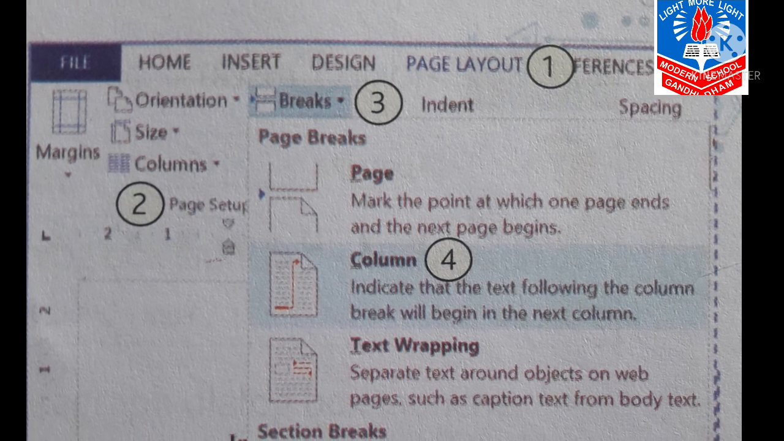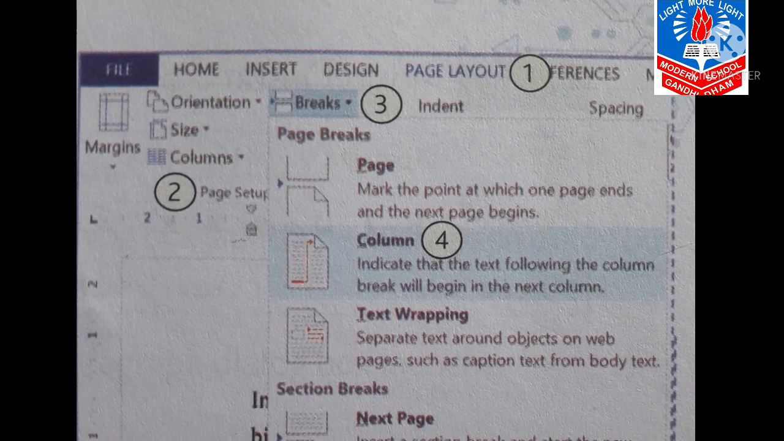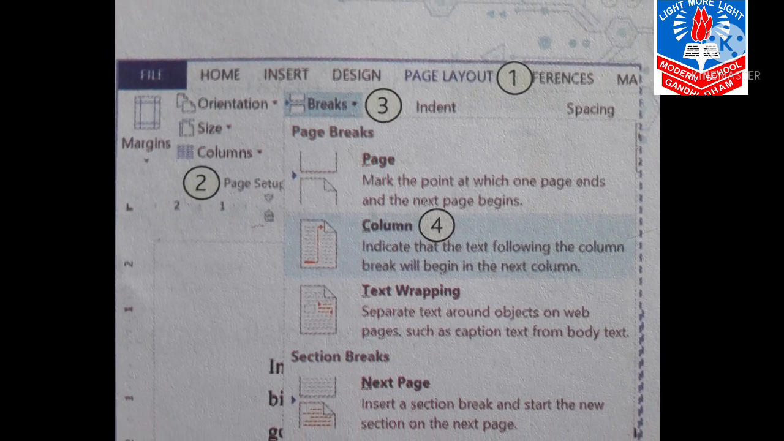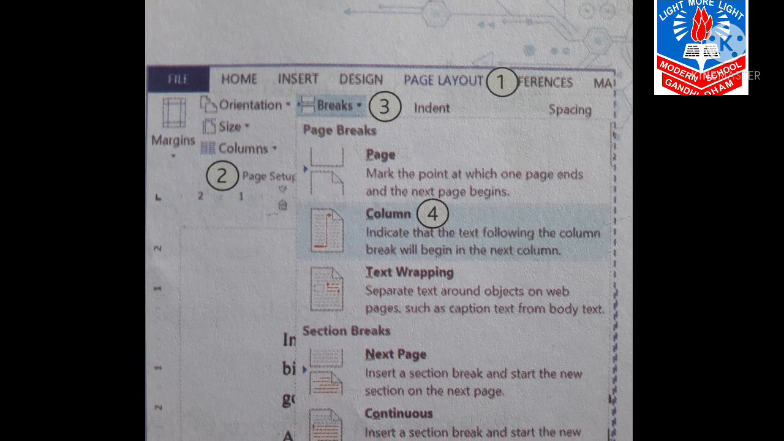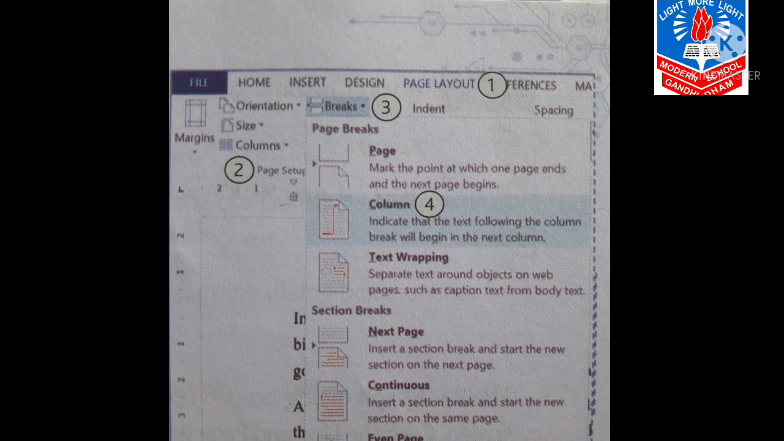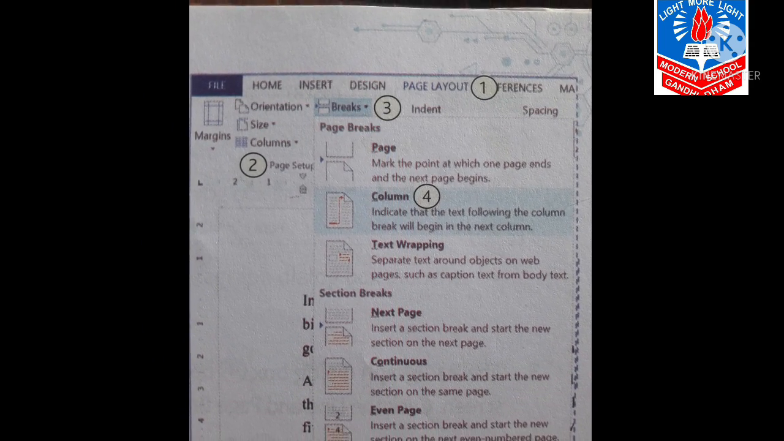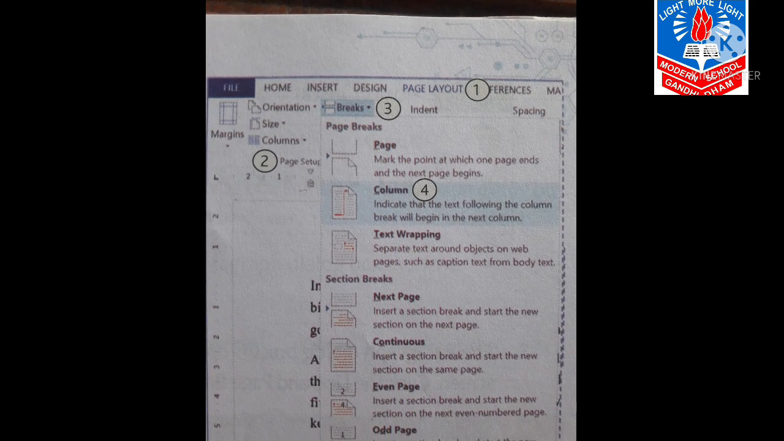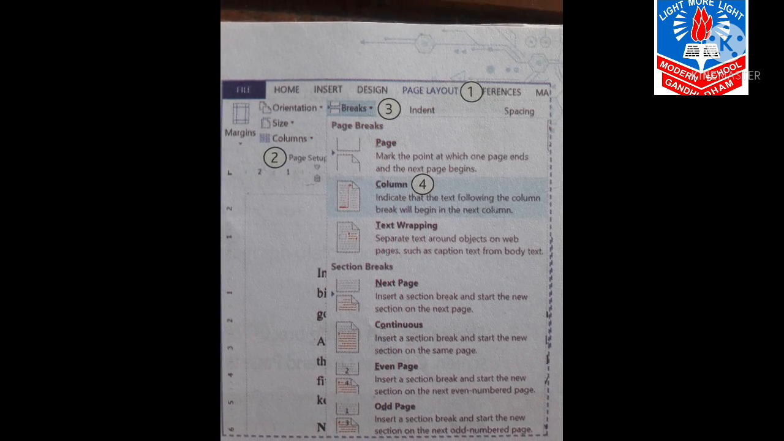First, place the cursor at the location where you want to insert column break. Second, go to the Page Layout tab and click the drop down arrow next to the Breaks option in the Page Setup group. Third, select the Column option from the drop down menu.